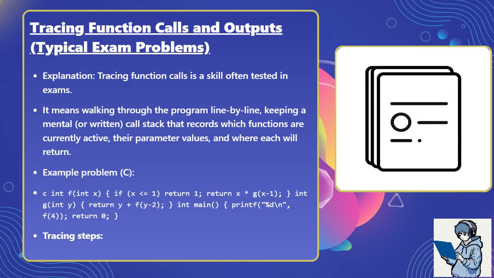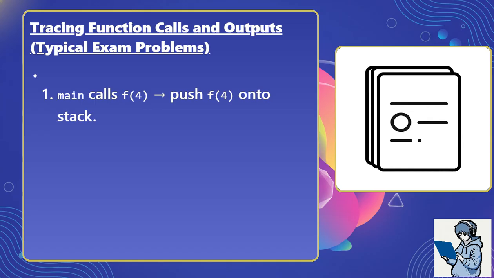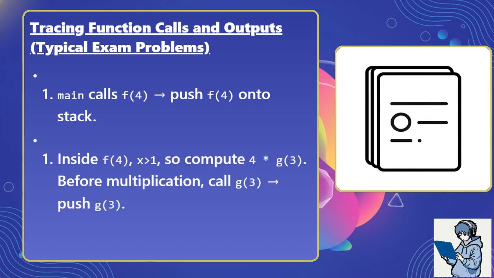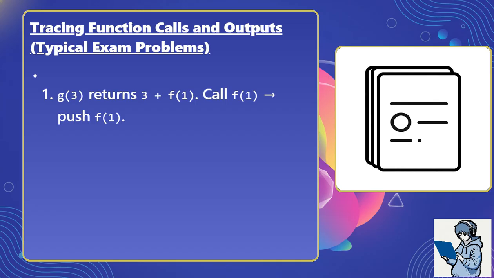Tracing steps. Main calls f of 4, push f of 4 onto the stack. Inside f of 4, x is greater than 1, so compute 4 times g of 3. Before multiplication, call g of 3, push g of 3. g of 3 returns 3 plus f of 1. Call f of 1, push f of 1.